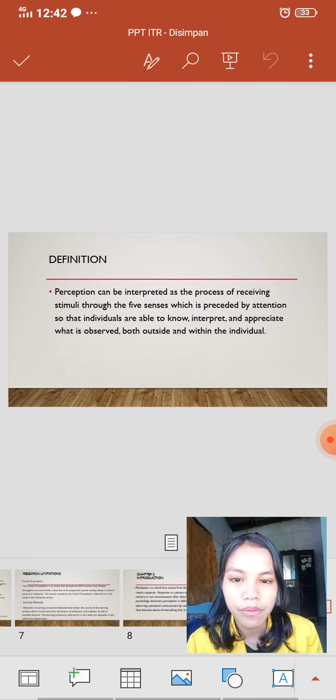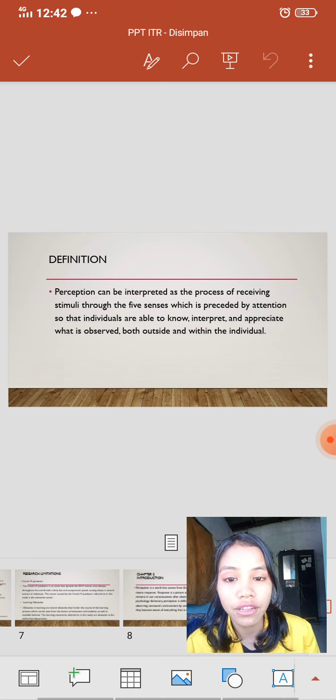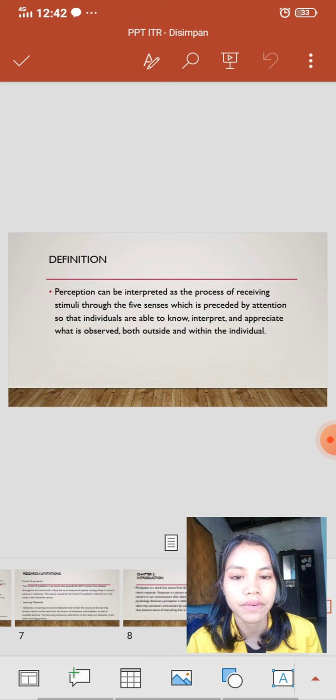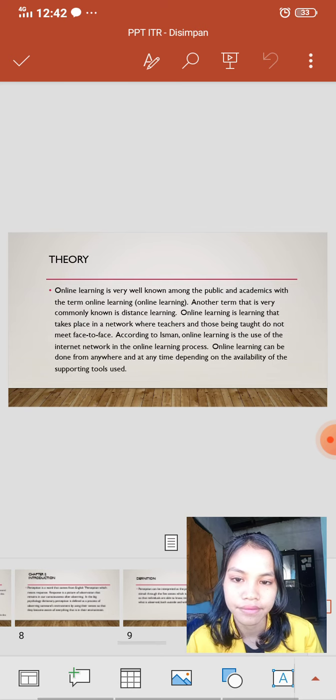Definition. Perception can be interpreted as the process of receiving stimuli through the five senses, which is preceded by attention, so that individuals are able to know, interpret, and appreciate what is observed, both outside and within the individual. Theory.